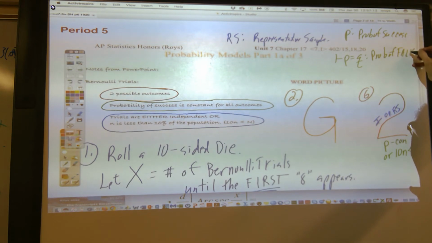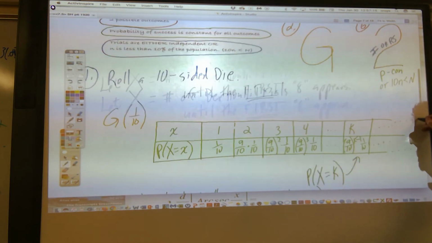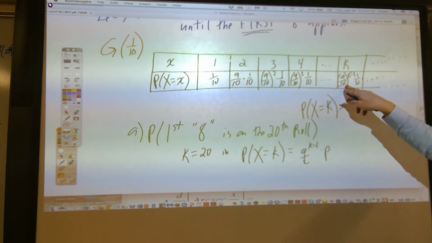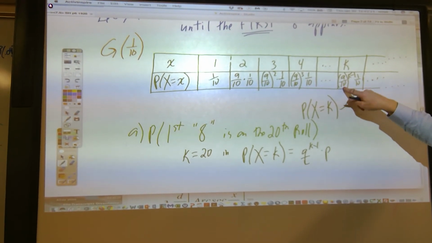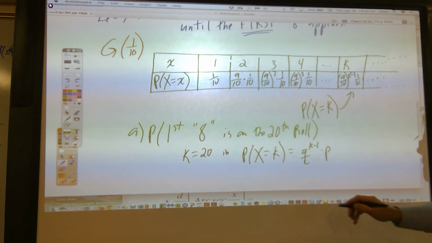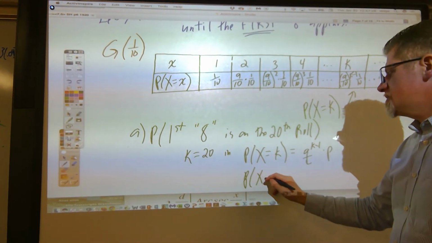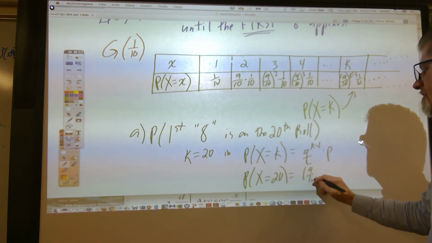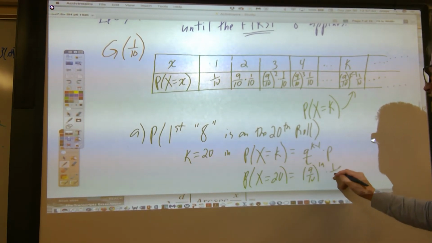Epic fail. Okay. So instead of 9 tenths, it's 1 minus 1 tenth. So that's q to the k minus 1 times p. So we want to find the probability that the first success is on the 20th attempt. Hopefully what you did was take 9 tenths to the 19th power times 1 tenth.